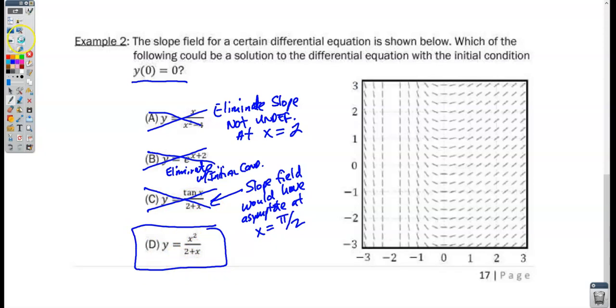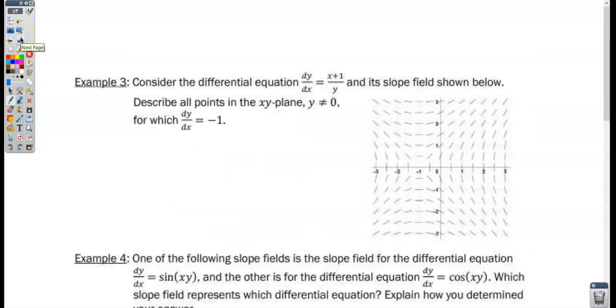All right, let's go on to example 3. Consider the differential equation dy dx equals quantity x plus 1 over y and its slope field shown below. Describe all points in the xy plane, y not equal to 0, for which dy dx equals -1. Okay, go ahead and pause the video and see if you can figure out the answer to this one, and I'll be back with you in a few seconds.